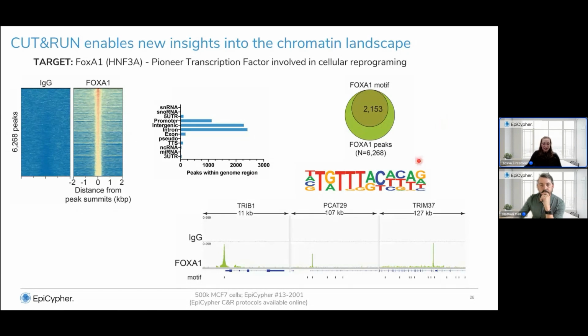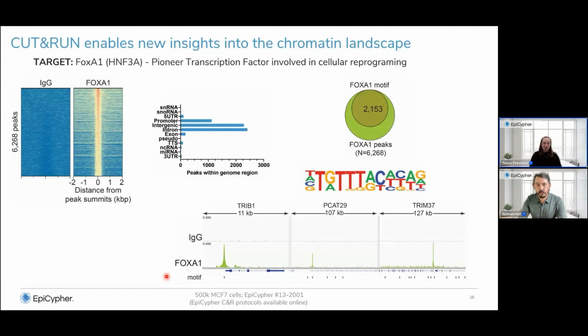And lastly, we see the genome browser tracks of FOXA1 called peaks, where FOXA1 displays sharp, distinct peaks, which are absent in the IgG control. And then within the FOXA1 peaks, we can find the canonical motif. And this FOXA1 example showcases some of the secondary analysis possible that extends beyond just peak calling.